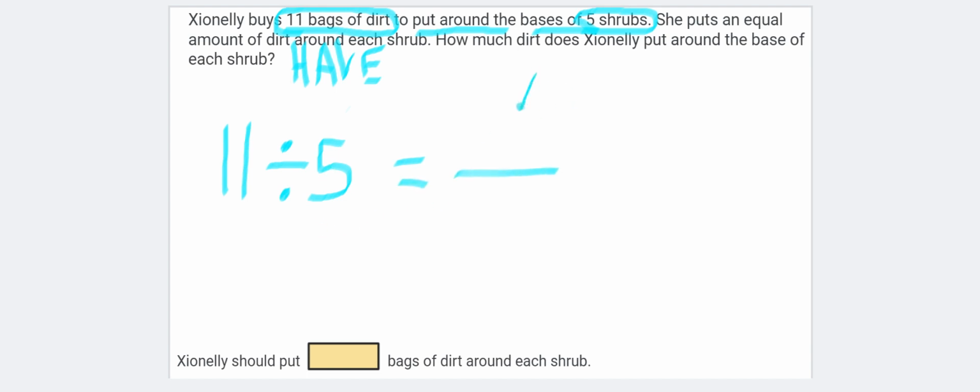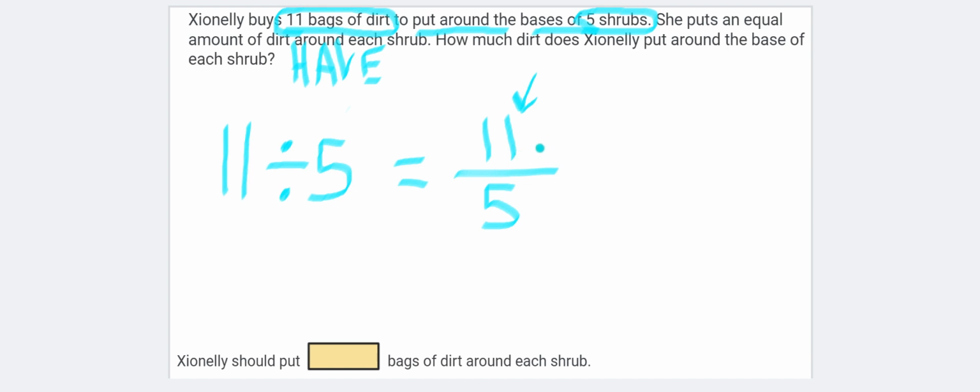Which number would be my numerator? That's right, 11. And which number would be my denominator? That's right, it would be 5. Now, I could enter 11 over 5 as my answer. However, there is one more step.